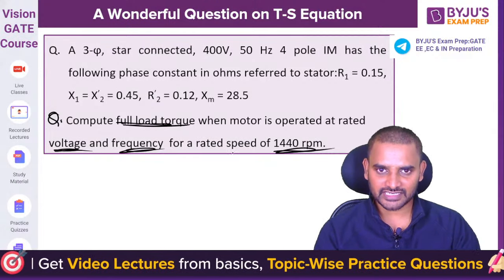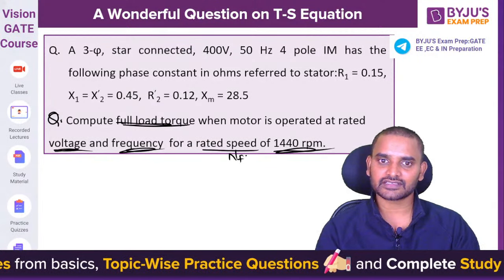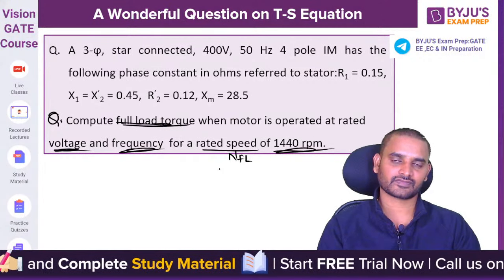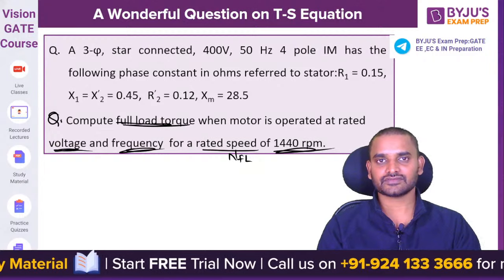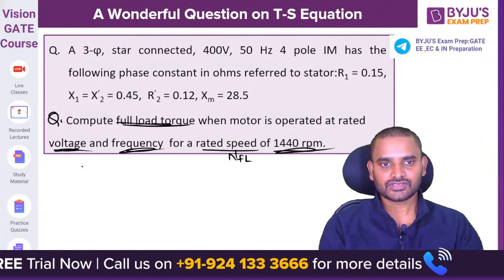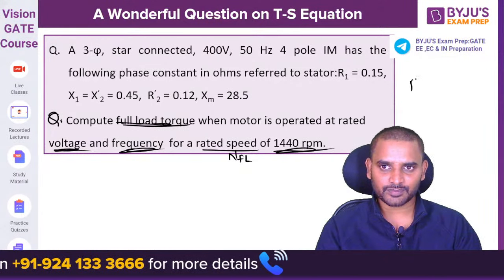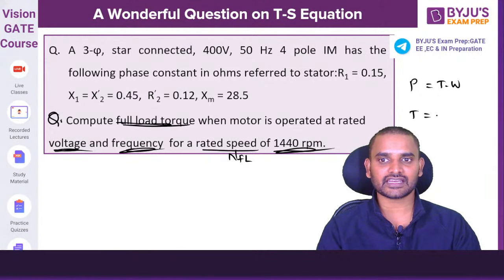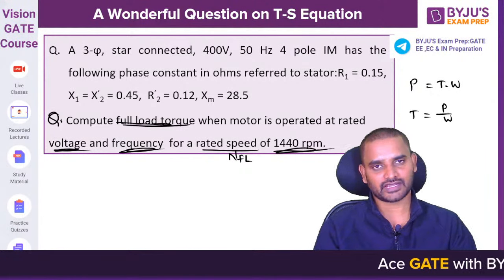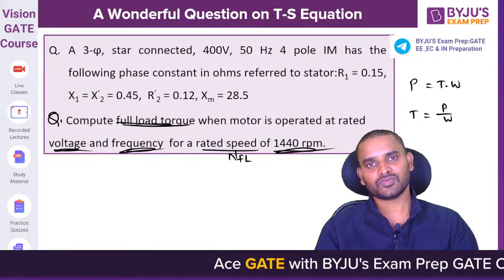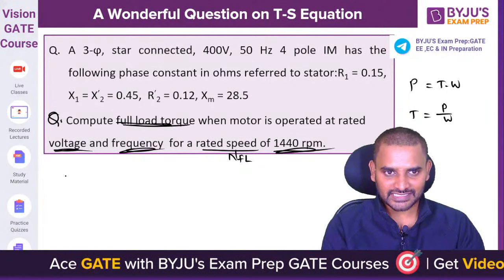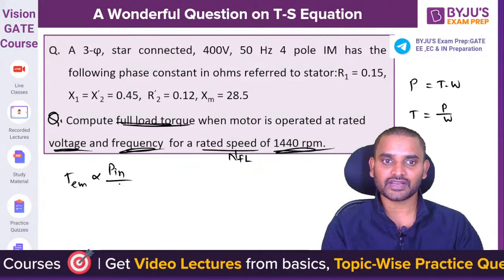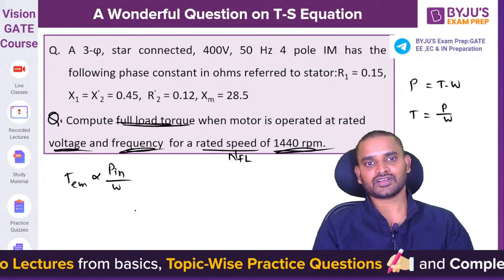He has given the information rated speed. Rated speed means full load speed only. So he said that it is operating at rated voltage. So how do you calculate full load torque? If we know the basic equation, the power developed by any rotating machine is equal to torque into omega. So torque can be written as P by omega, power developed by the motor divided by omega. Generally the electromagnetic torque production is proportional to the input power applied to the motor.